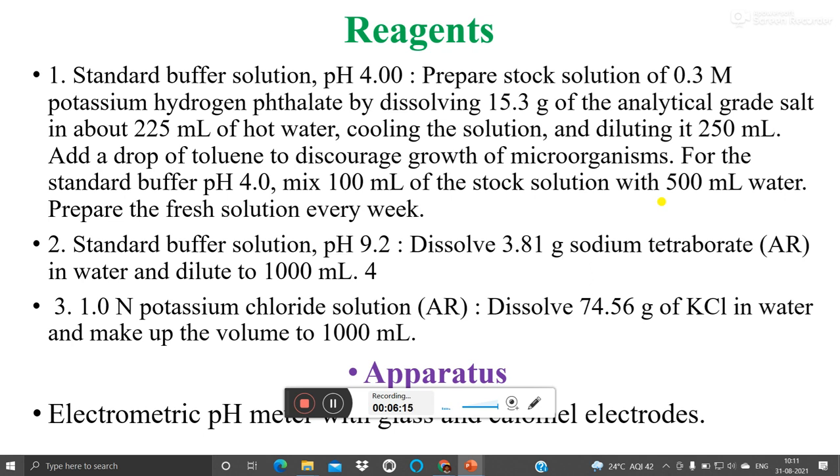The second one is the standard buffer solution pH 9.2. Dissolve 3.81 gram sodium tetraborate in water and dilute to 1000 ml. Then 1.0 normal potassium chloride solution: dissolve 74.56 gram of KCl in water and make up the volume to 1000 ml. For apparatus, pH is mainly measured by an electrometric pH meter with glass and calomel electrodes.